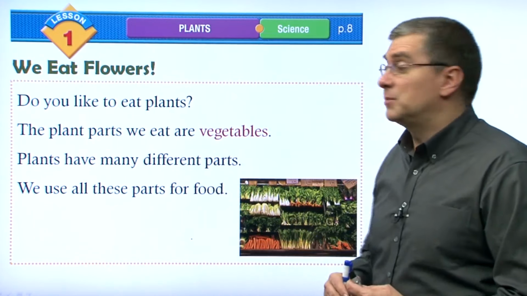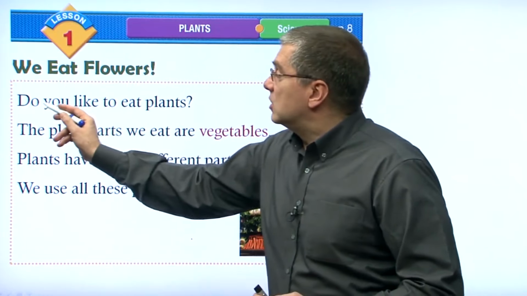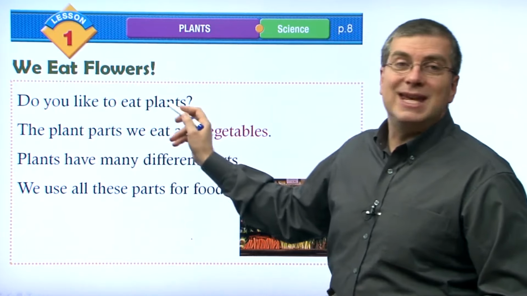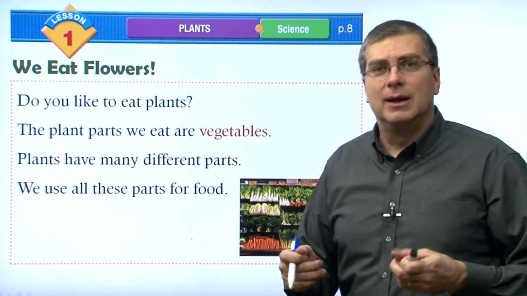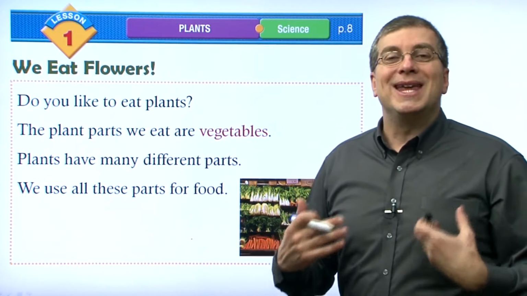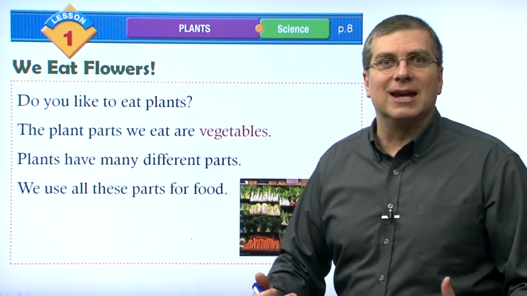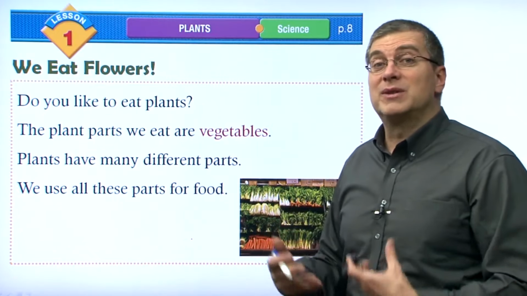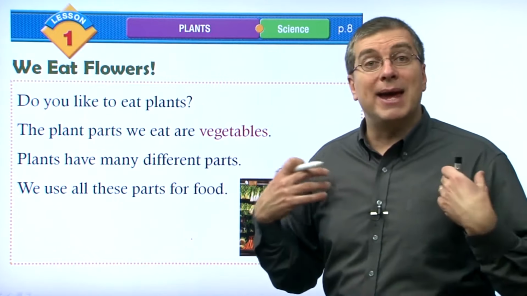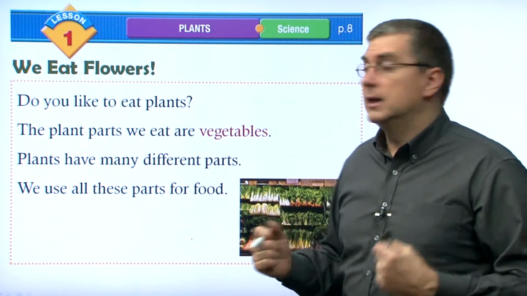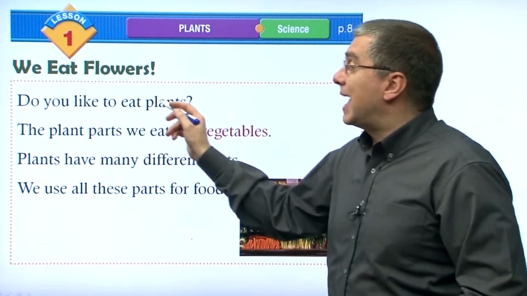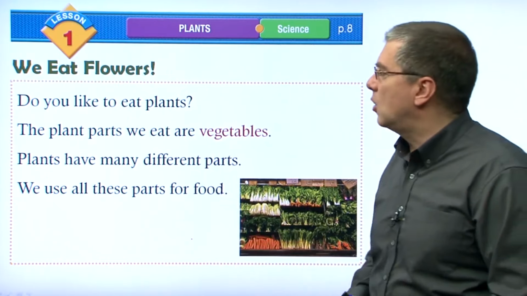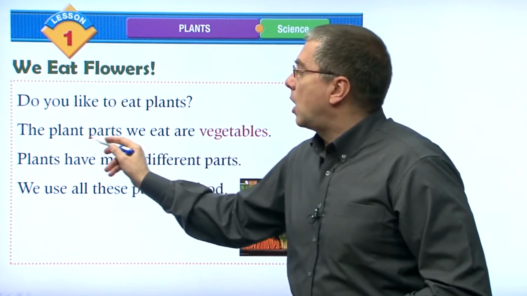Let's begin. First sentence: Do you like to eat plants? Of course you do. We eat plants every day. Plants are sometimes delicious and they make our bodies strong, right? So we should eat plants every day. Do you like to eat plants? Yeah, I hope so.